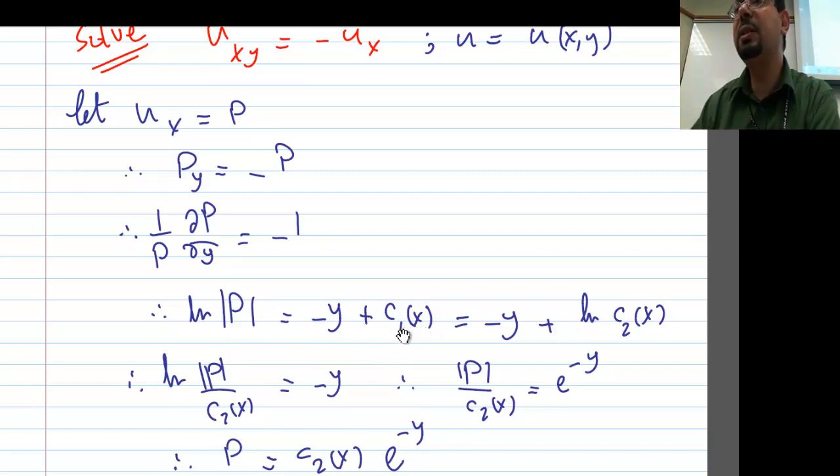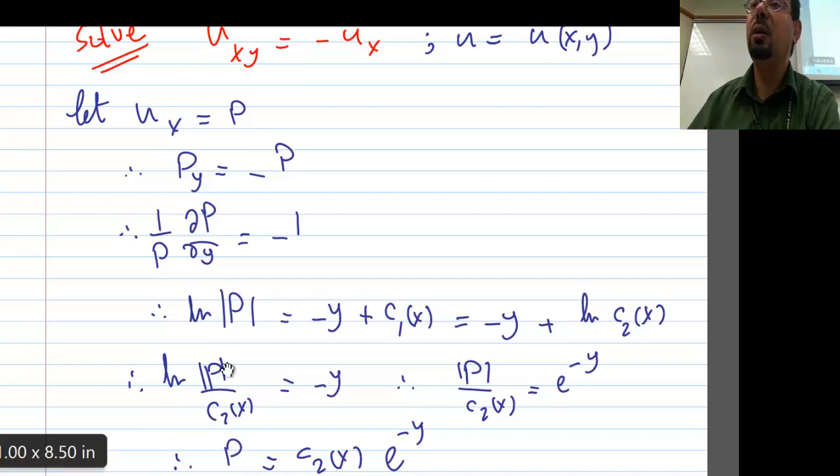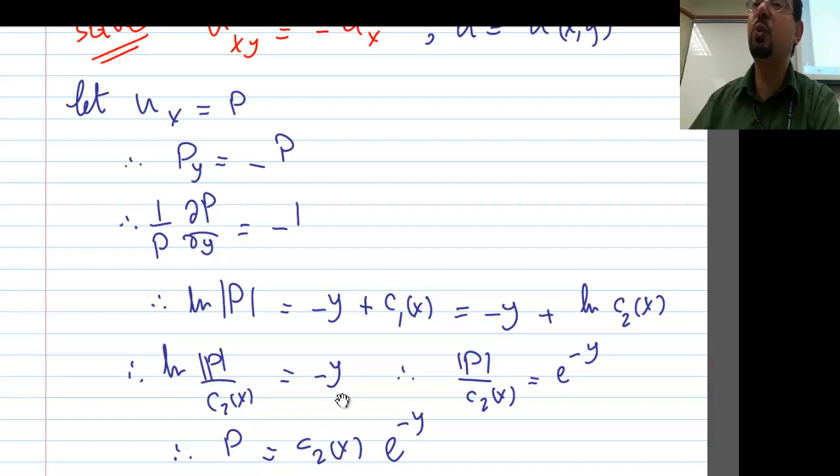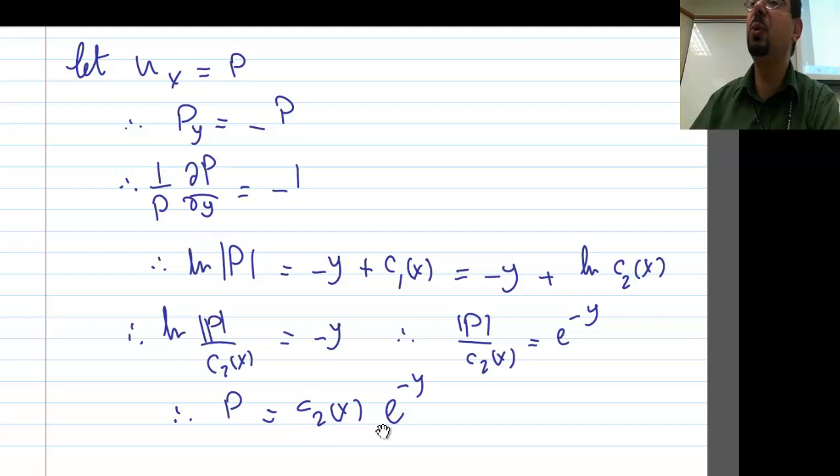So he's basically saying that c1 of x can also be ln c2 of x. Any constant can be the ln of another constant. The reason he's doing this is that then he'll take this ln and that ln, and ln minus ln is ln of p over c. Remember, ln of x over y is ln x minus ln y. So ln of p over c2 equals minus y, which means that p over c2 is e to the power minus y, or simply p is c2 e to the power minus y.